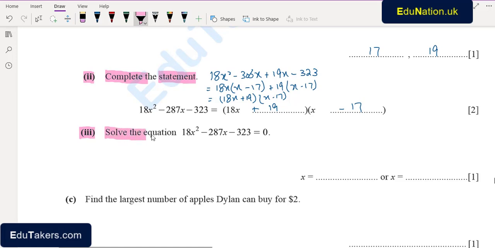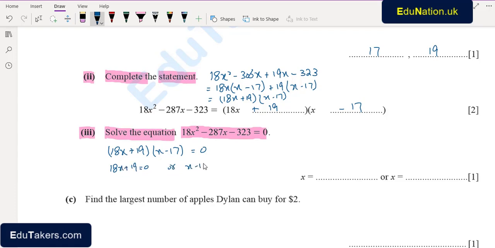Part 3. Solve the equation 18x squared minus 287x minus 323 equals 0. From part 2, it will be 18x plus 19 into x minus 17 equals 0. From this, 18x plus 19 equals 0 or x minus 17 equals 0. x equals minus 19 over 18. From this, x is equal to 17. So x is minus 19 over 18 or 17.